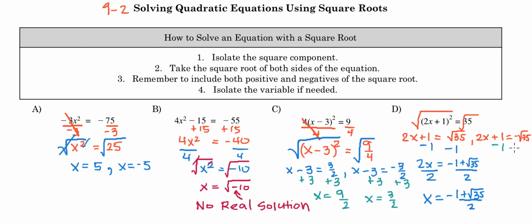So I'm going to subtract 1 from both sides. And the result, that's a 1, sorry. The result is going to be 2x is equal to negative 1 minus the square root of 35. And then I'm going to divide both sides by 2. And this gives me my second answer, which is going to be negative 1 minus the square root of 35 over 2. All right, so these 4 problems should take you through the whole assignment.